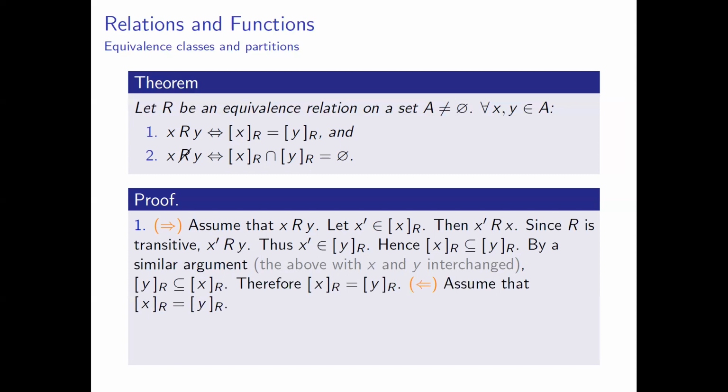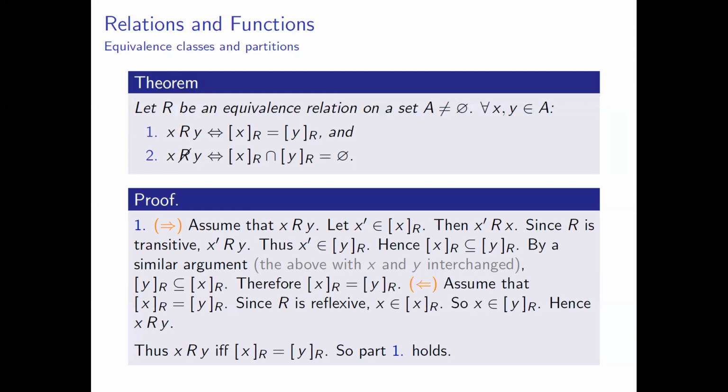For the converse, assume that the equivalence class of x is equal to the equivalence class of y. Since R is an equivalence relation, it is reflexive on A. Thus, x is an element of its own equivalence class. So, x is also an element of the equivalence class of y. Hence, x is related to y. Thus, x is related to y if and only if the equivalence class of x is equal to the equivalence class of y, and part 1 holds.